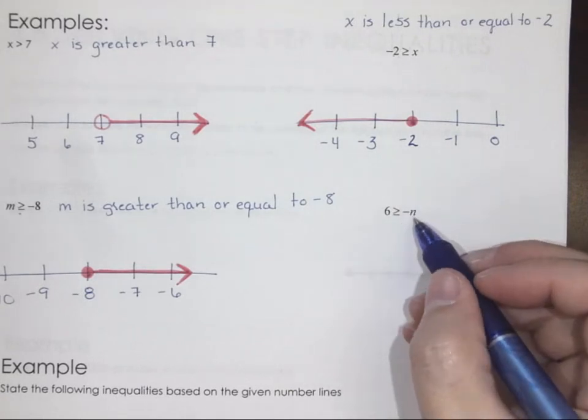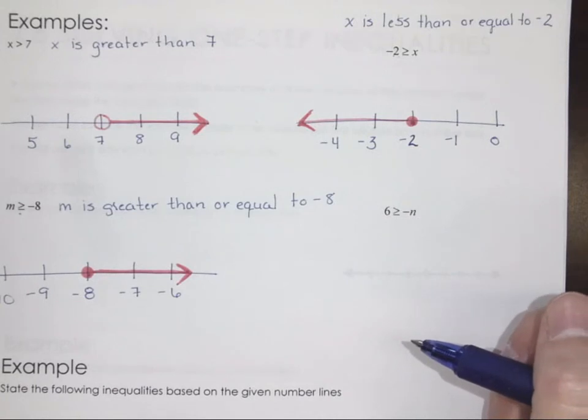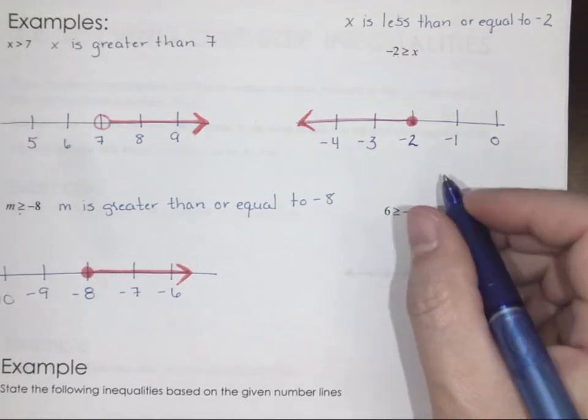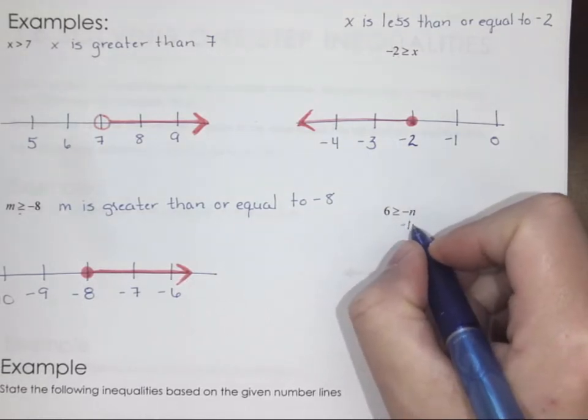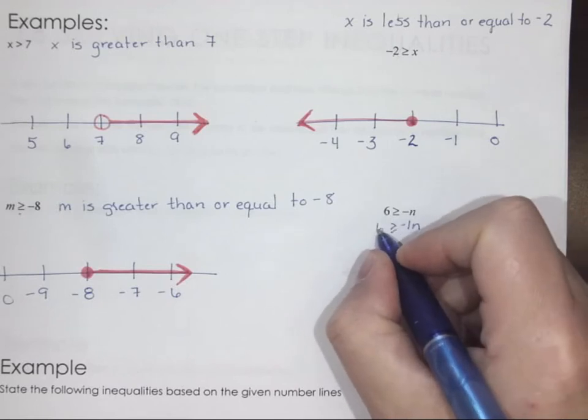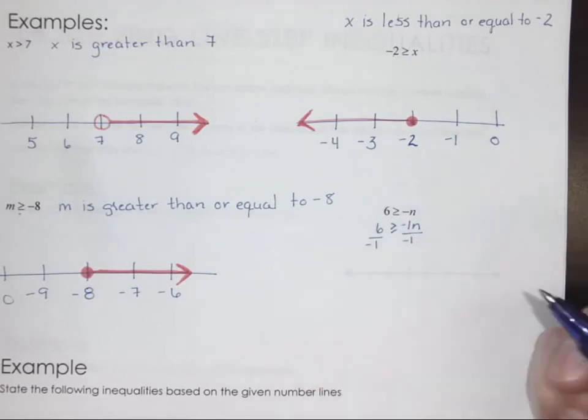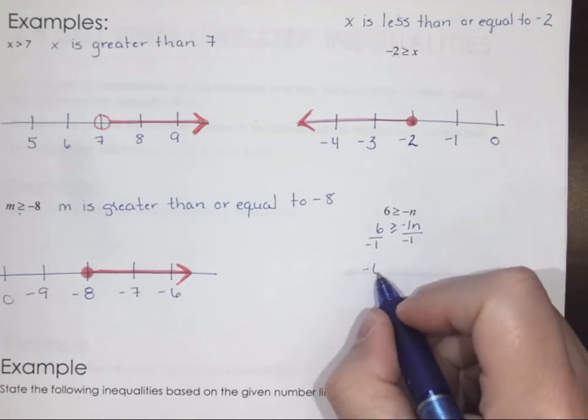All right, so again, this one's backwards, but I'm going to read it starting, oh, this is a -n. That's not helpful. Okay, so we have to do a little bit of algebra. I want a positive n. So that's going to be -1n is less than or equal to 6. So I'm going to divide by a -1, divide by a -1, so -6 and n.